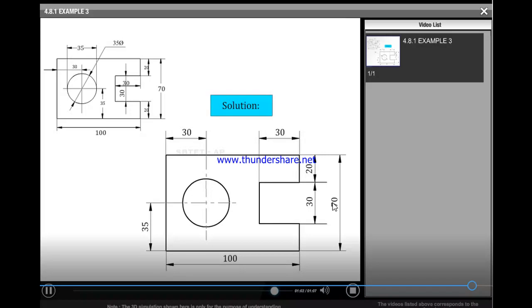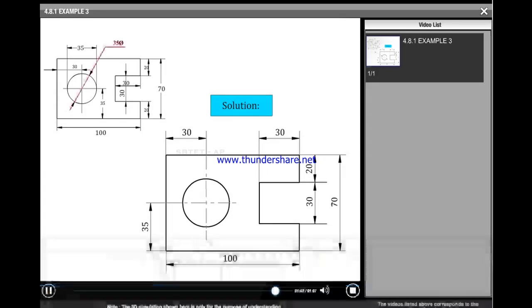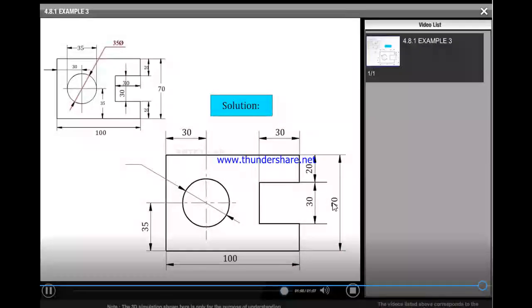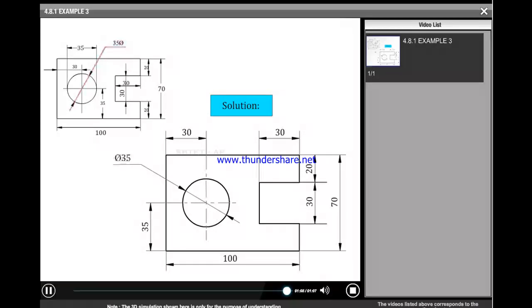Now observe cleanly. For that 35, the diameter symbol is placed after the numerical value, but that is not the correct way of representation. It should be placed before it, like this.